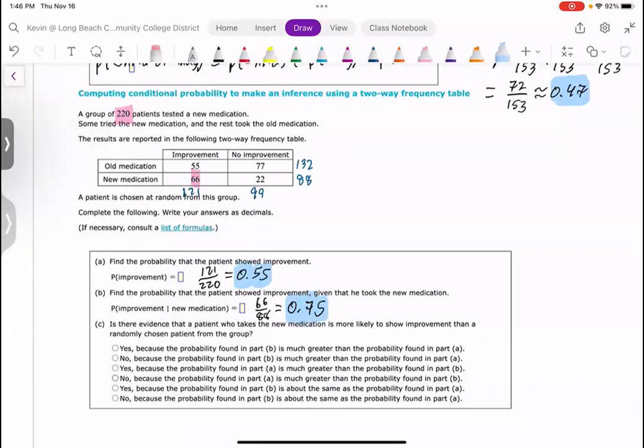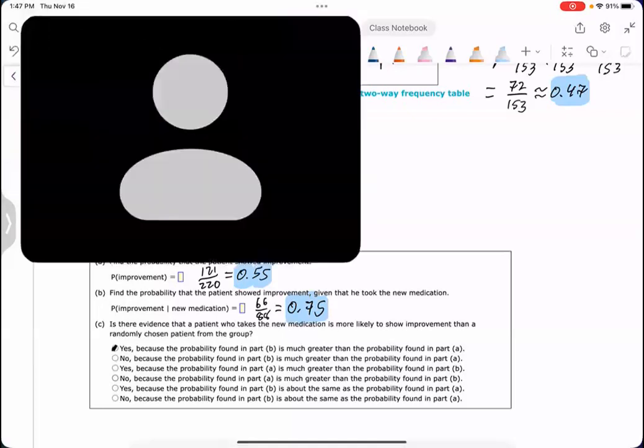All right, and let us interpret this. Is there evidence that a patient who takes the new medication is more likely to show improvement than a randomly chosen person from the group? I'm going to say yeah, 55% to 75%. That's a pretty darn good jump. So let's see. The first one says yes, because the probability found in part B is much greater. Yeah, so that sounds exactly right. And that is section 4.3. I hope that was helpful.